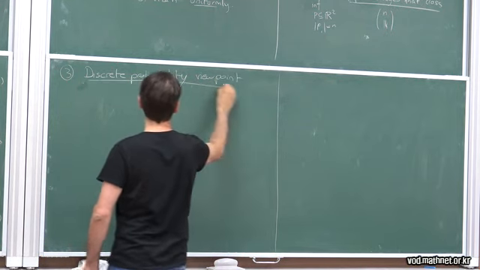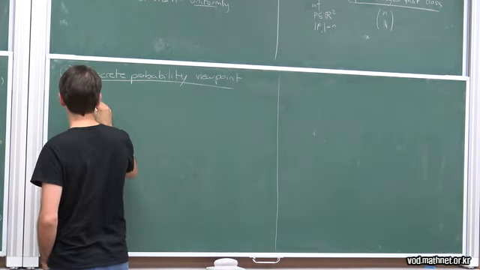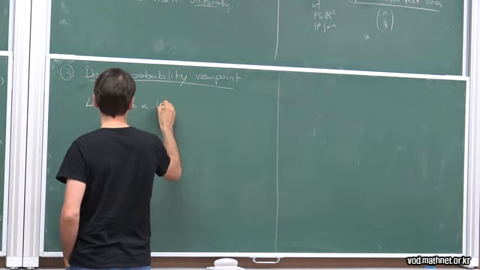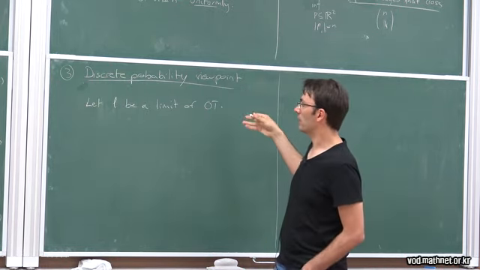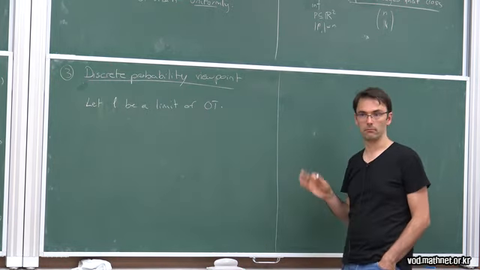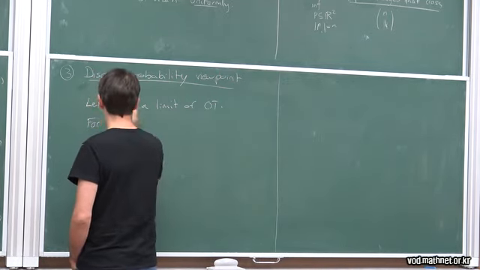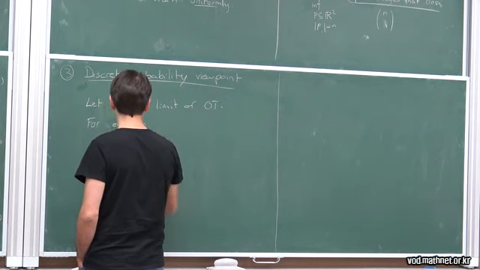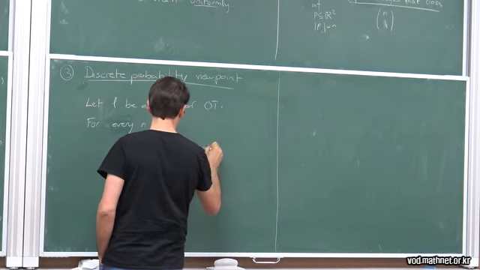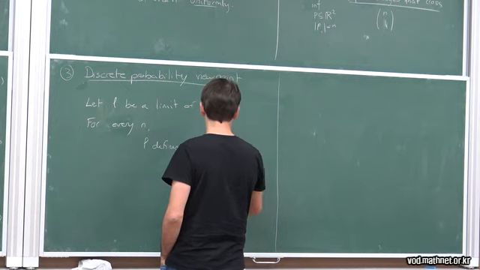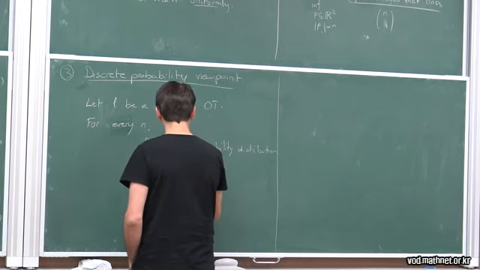There's a way to look at this from a discrete probability point of view, because if L is a limit of order type, meaning the limit of some converging sequence, then for every n, L defines a probability distribution over the order types of size n.